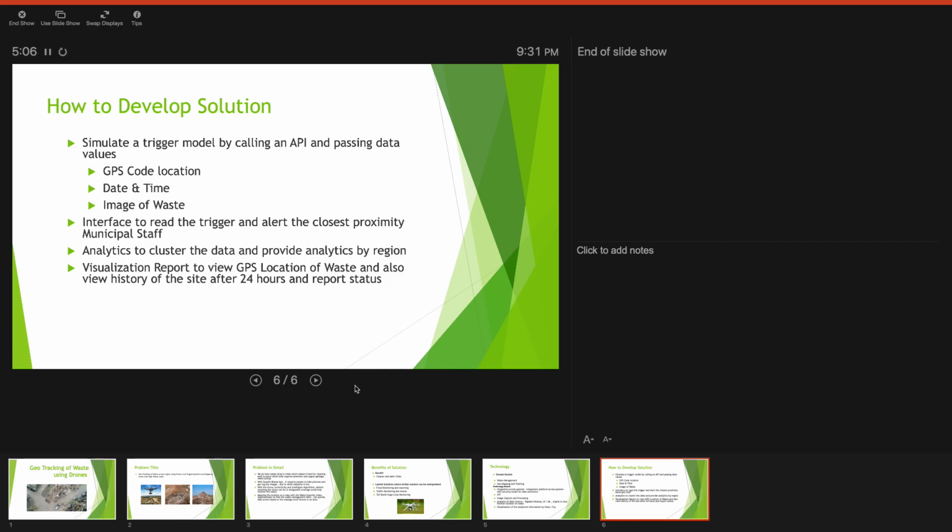An interface to read the images and alert the closest proximity municipal staff. Analytics to cluster the data to provide the mapping of all these locations onto a map. Visualization so that it can automatically map these images, take the images again in the next 24 hours, and trigger an alert if there was an update in that image or if it's still the same, and the message needs to be escalated to the next in line in the municipal authorities.